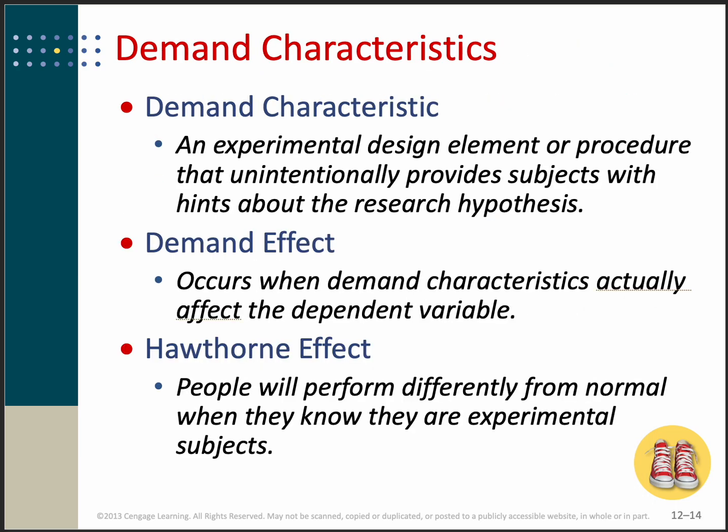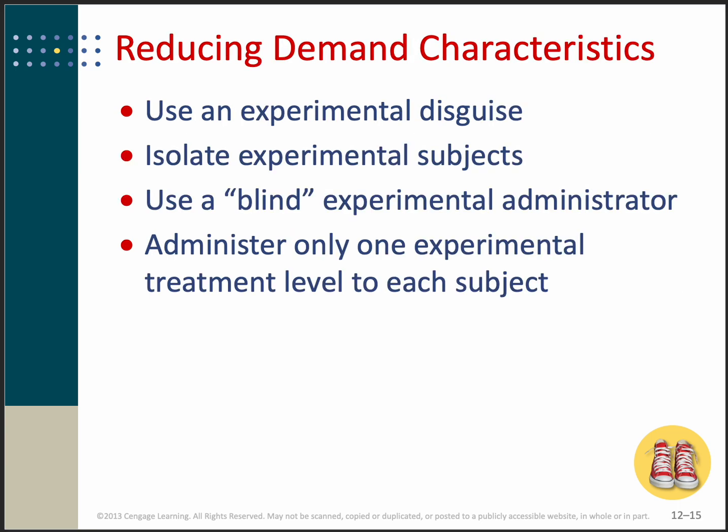So then the various errors are discussed. Demand characteristics, demand effect, Hawthorne effect. That's one you probably remember from undergrad. If you know you're being studied, you tend to behave differently. You can look it up, Hawthorne effect. Kind of an interesting little tidbit from the past. People's production and level of work went up because they were being studied, and it got called the Hawthorne effect.